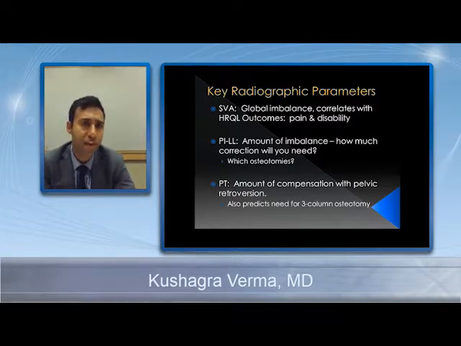So the key parameters: sagittal vertical axis, which is the same as how much a patient can stand up straight, is a global measurement of imbalance. If somebody has a high sagittal vertical axis, that means they have an uncompensated spinal deformity. PI minus LL, that's your pelvic incidence minus your lumbar lordosis, and that's the amount of imbalance that's present between the pelvic incidence, the way your sacrum meets your pelvis, and the amount of curvature in your low back, and how much imbalance is there.